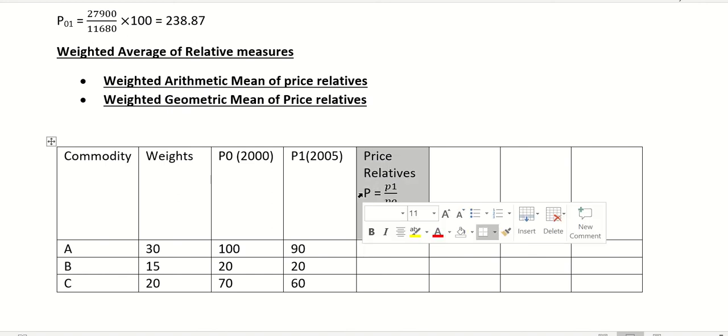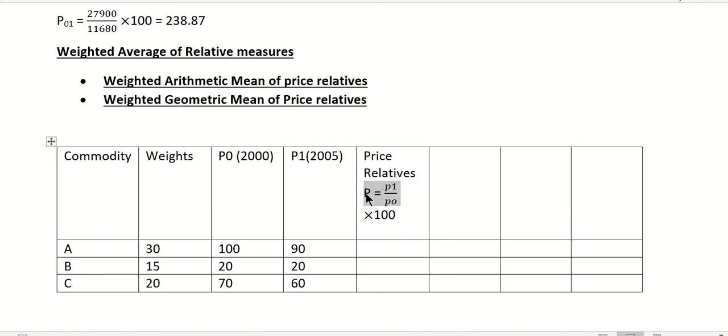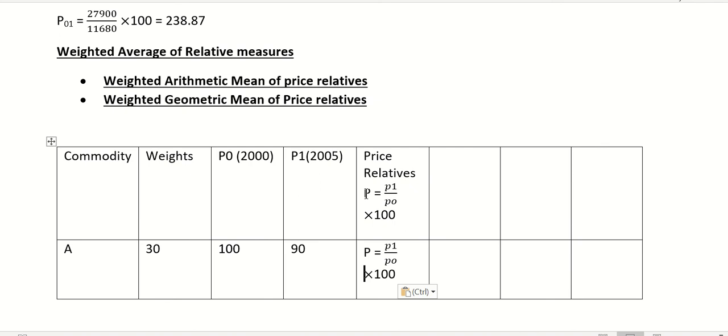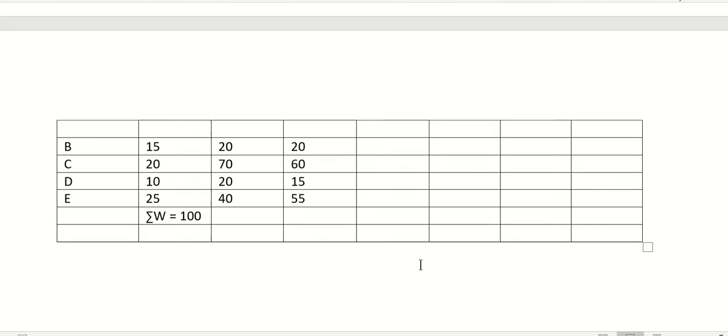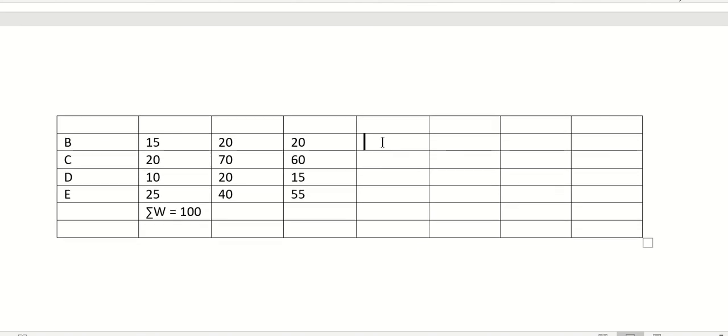I'll just show you how we are calculating for one, and then you can understand. So P equals, here we have P1. P1 here is 90. See, this is P1, 90. So 90 over P naught, which is 100, into 100. So the answer is 90, right? Now similarly we'll calculate for the rest of the commodities as well.